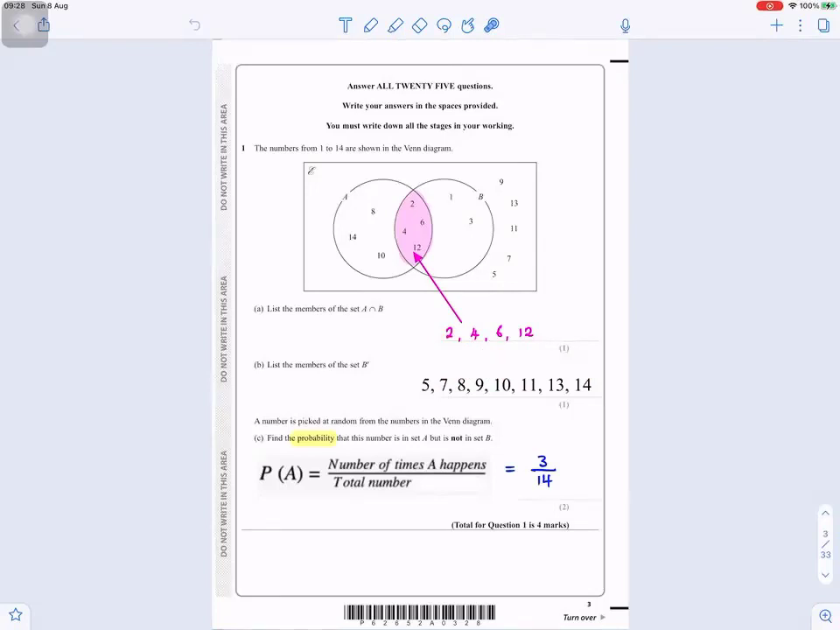A number is picked at random from the numbers in the Venn diagram. Find the probability that this number is in the set A, but is not in set B. So probability of A is the number of times A happens over the total number. So it's 3, because there are 3 numbers there: 1, 2, 3, over the total number, which is 14.